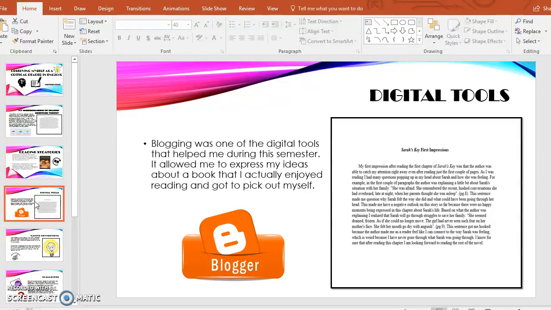I'd be lying if I said I love to read books for fun, but after using blogger.com and choosing my own book, I would actually consider reading in my free time. Also, by getting to choose a book that I was interested in, this allowed me to continue to read the entire book without getting tired of it.